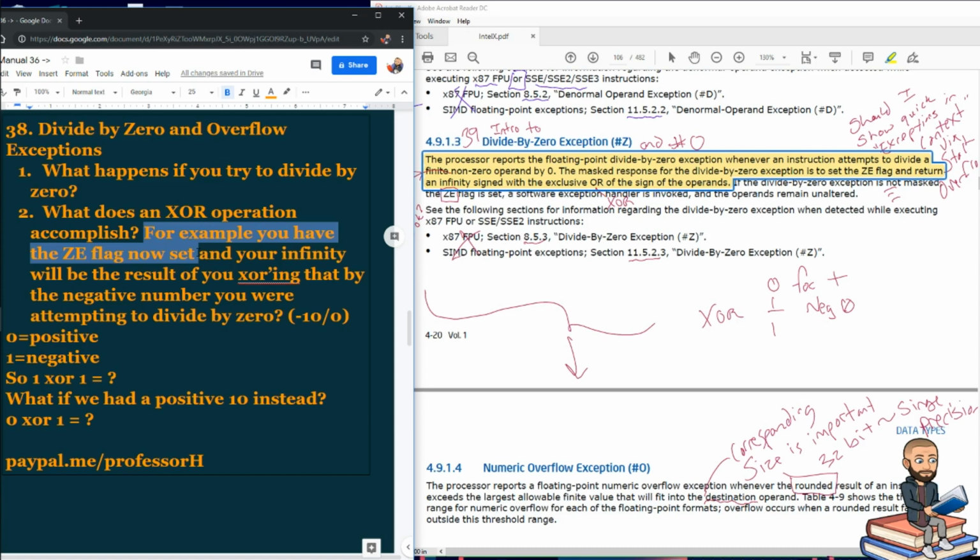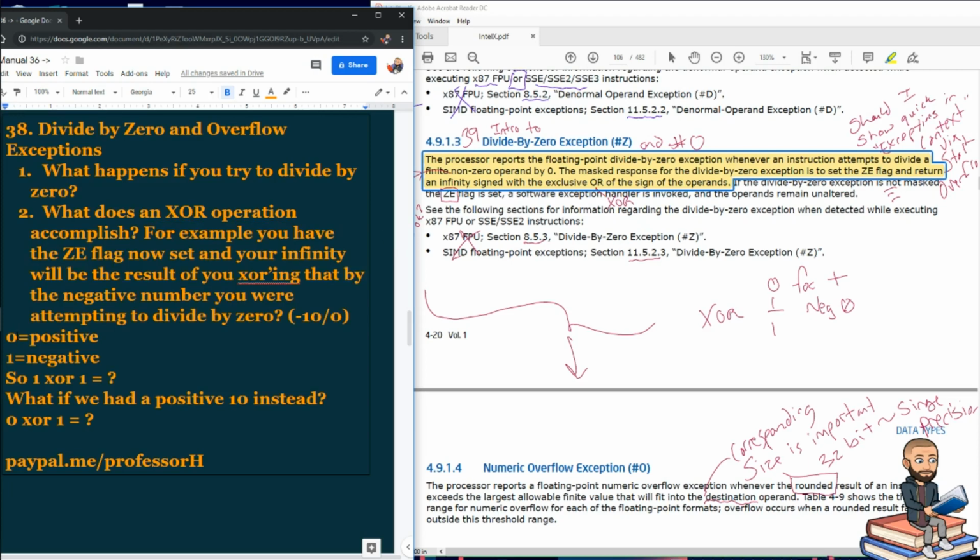The masked response for the divide by zero exception is to set the ZE flag and return an infinity sign with the exclusive OR of the sign of the operands. So we have a 1, and infinity will be the result of trying to divide something by 0. Now, whether it's a positive or negative infinity depends on what we were dividing in the first place. So let's say that you were attempting to divide -10 by 0. Okay, so that's the basis here.